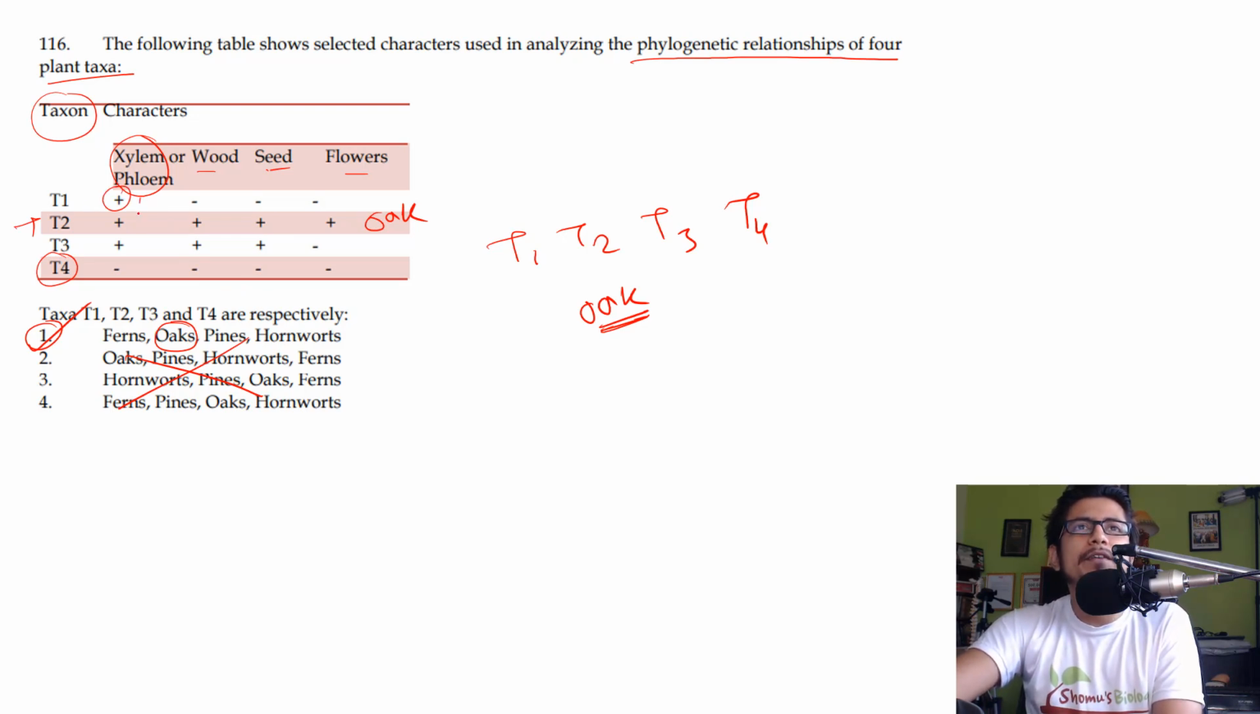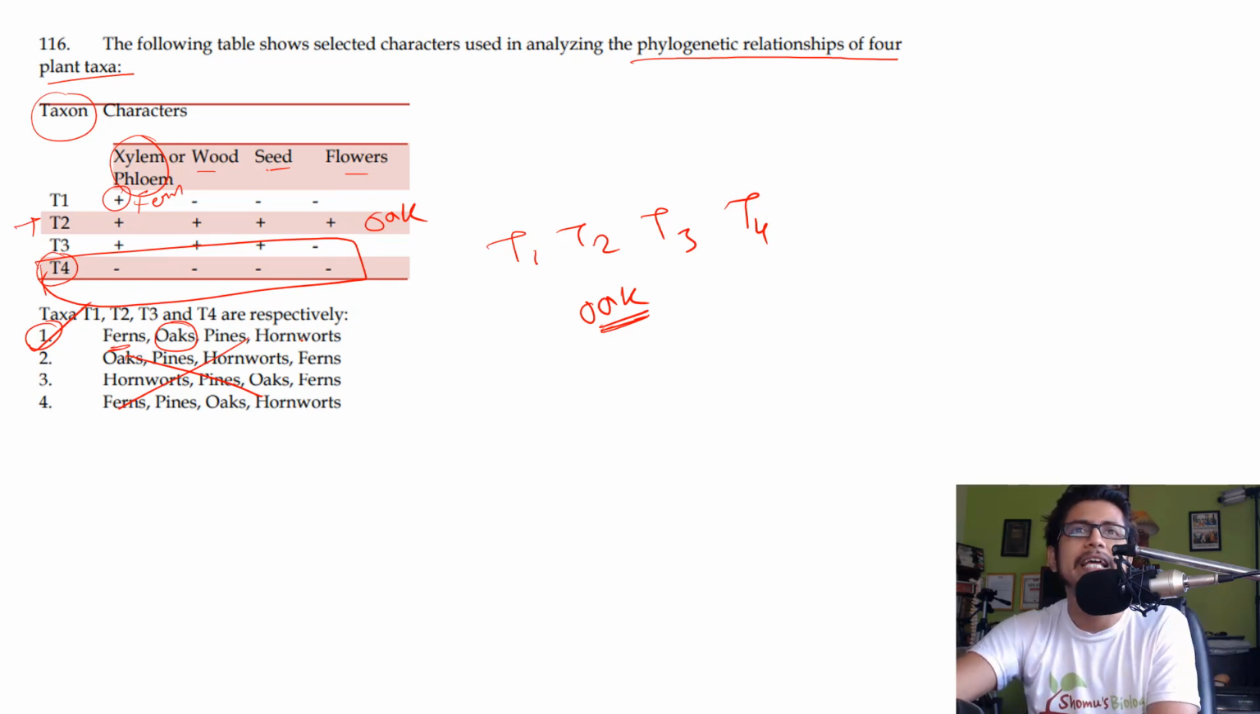Xylem or phloem present in fern, obviously. So one will be fern. The first one is fern. And the hornworts are the old type, the one without any of the xylem, phloem, wood, seed, flower, anything. So hornworts in the T4. And then comes the pines, where we have xylem, phloem, wood and seed, but we don't have flowers. So we are very close to answering the question. We know exactly how to answer the question.